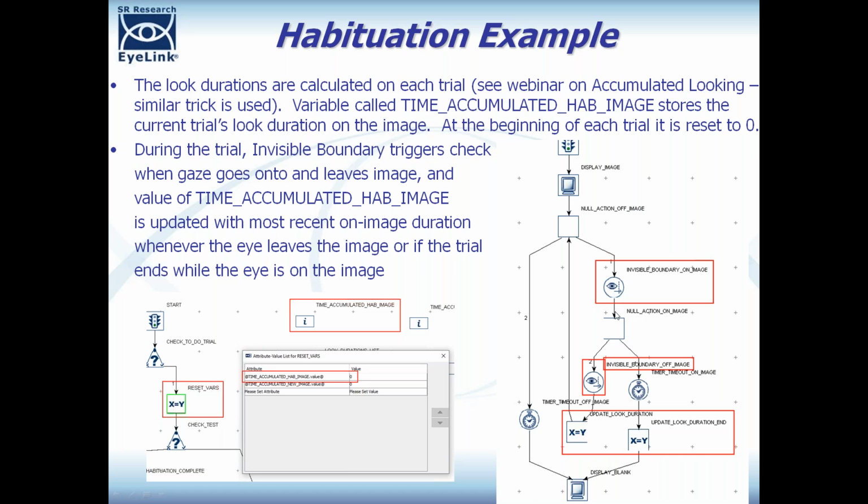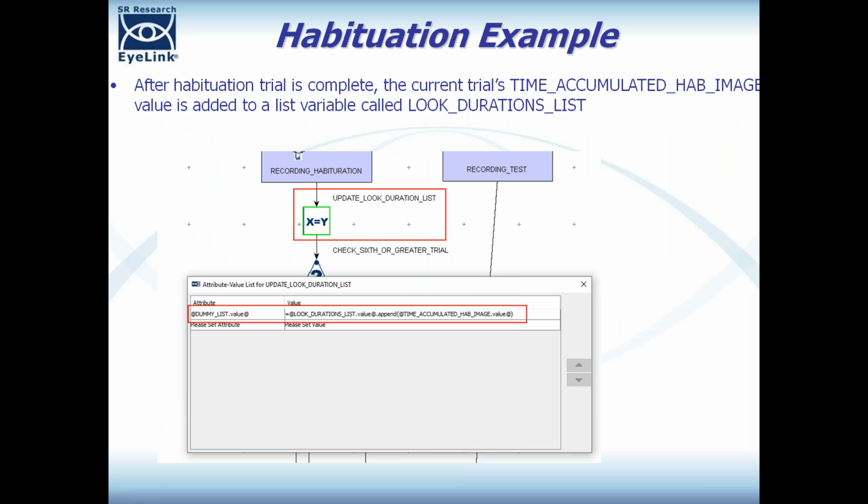And if the trial times out while they're looking at it, which would mean we're at this point here because the invisible boundary on image trigger would have fired, then we're going to do one final update to say the difference between the time it is now and the time when they just looked at it. So we're basically logging how much time the participant spends looking at the image to our little time accumulated hab image variable. Okay. So that's how we're logging the amount of time they spend looking at it.